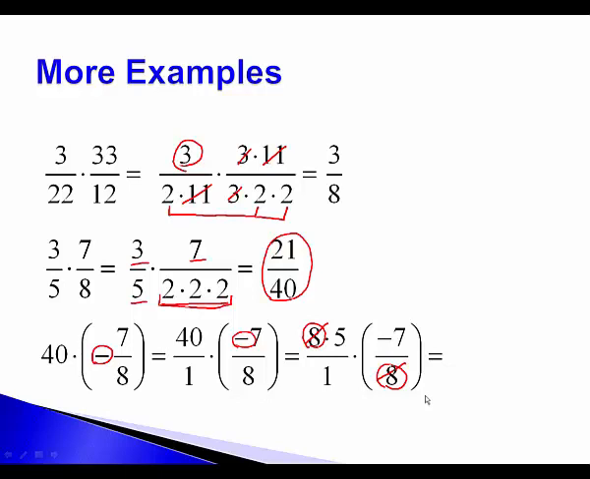I now need to multiply the numerators and the denominators to get my final answer. Well, when I multiply the numerators, I get negative 35, and there's nothing left in the denominator except a 1, so I get negative 35 over 1. Let me remind you that any number over 1 is just that number, so our final answer here will be negative 35.